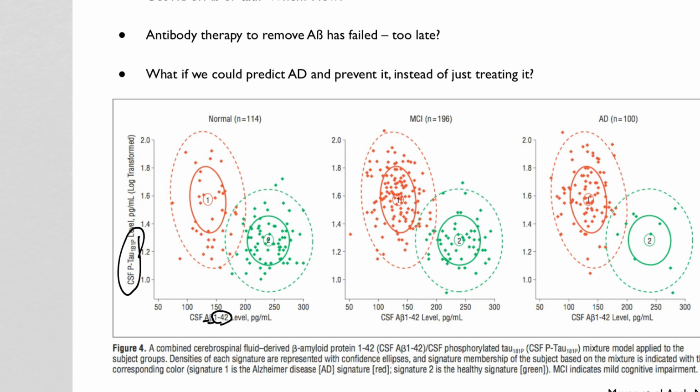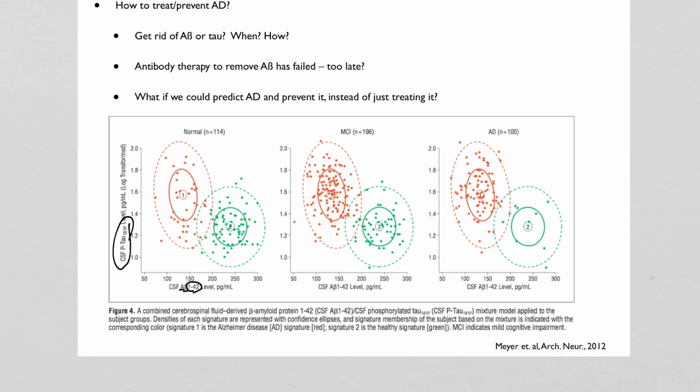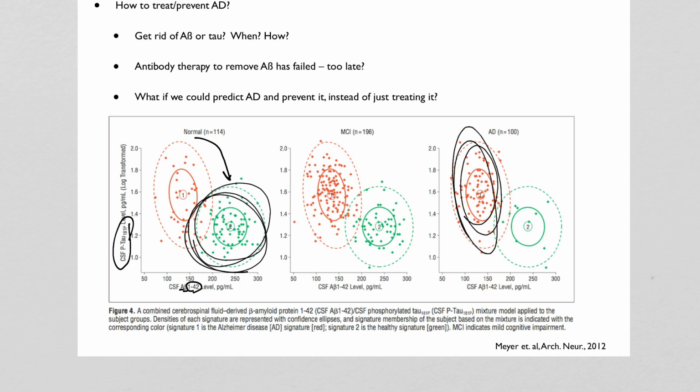tau that's been phosphorylated at a specific amino acid, and you graph them, what you find is it's not perfectly explanatory, but people that are normal are more likely to fall in this region, relatively high levels of amyloid, low tau. People that have Alzheimer's are more likely to fall in this region, low amyloid, higher tau. And the same thing goes for MCI. If you follow those people further, it's very likely that some in the normal group are eventually going to get an MCI diagnosis, and some people with MCI are going to progress to an Alzheimer's diagnosis.